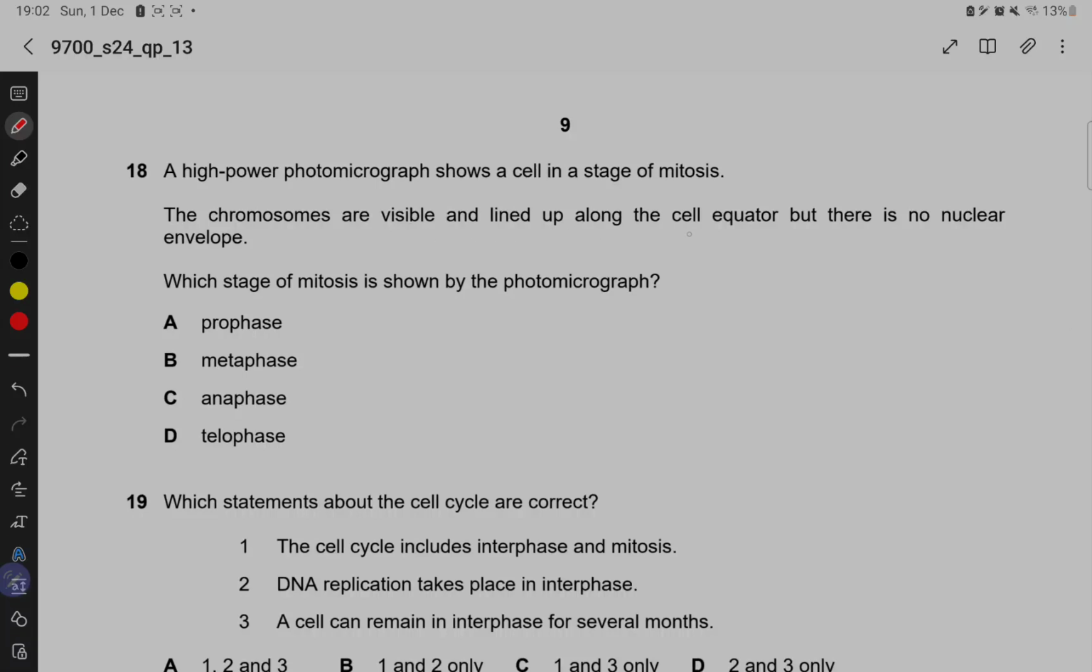Chromosomes are visible and lined up along the cell equator, so it looks like this. This is just metaphase. PMAT is PMAT.